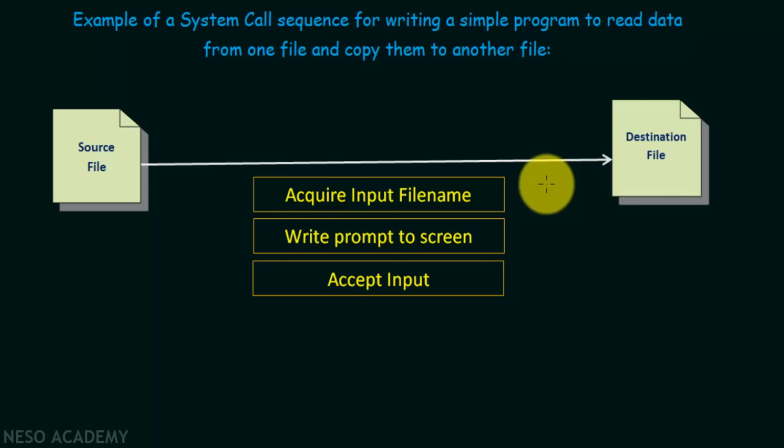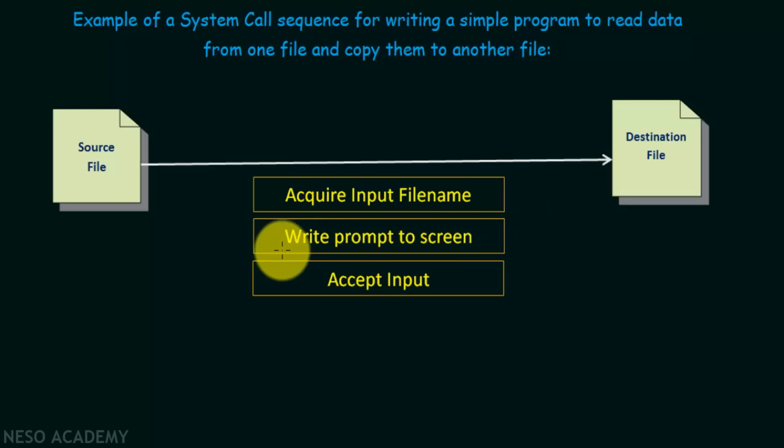So here are the first sequence of system calls that will be required. So first of all, in order to copy the contents of an input file to an output file, we need to get the name of the input file. We need to know which is our input file from which we are going to copy the contents. So the first step is to acquire the input file name. So we need a system call in order to acquire the input file name.